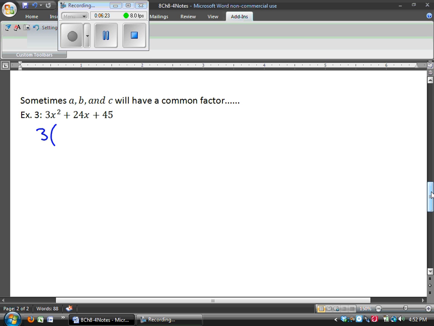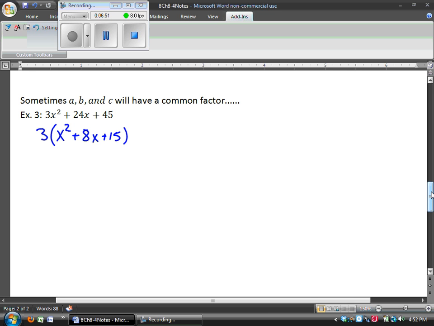If I divide each of these terms by 3, I end up with x squared. 3 divided by 3 is 1. 24 divided by 3 is 8. And 45 divided by 3 is 15. So 3 times x squared plus 8x plus 15. Okay? All I did was do the reverse distributive from section 1. Again, if you don't remember, go ahead, or sorry, that was part of section 2. Go back to section 2 and rewatch that one also.